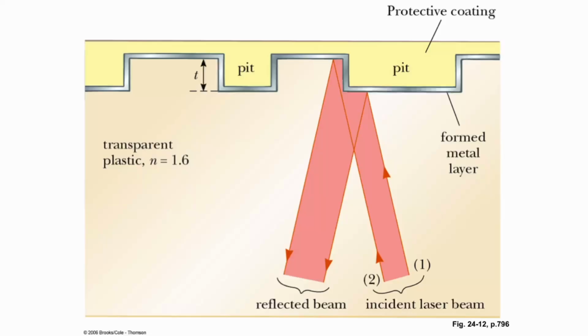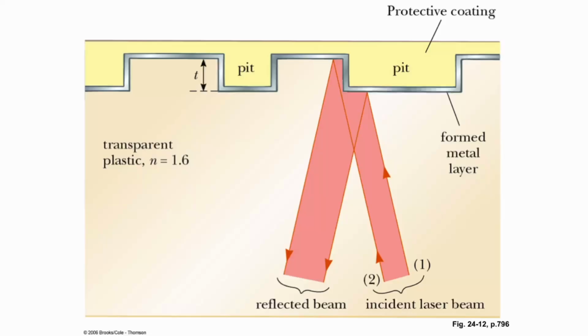DVDs use light that is in the infrared portion of the spectrum, so below red. Okay? Blu-rays, based on the name, use what color? Blue, indigo, violet. Actually, kind of borderline ultraviolet. Okay? And I told you that the feature size depended on the quarter wavelength of the light that's being used to read the disc.